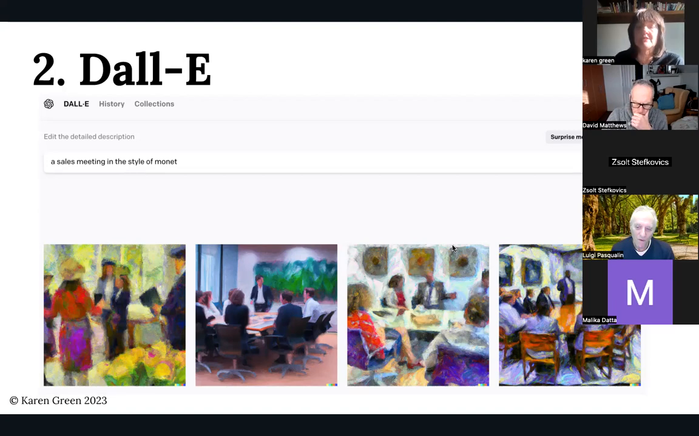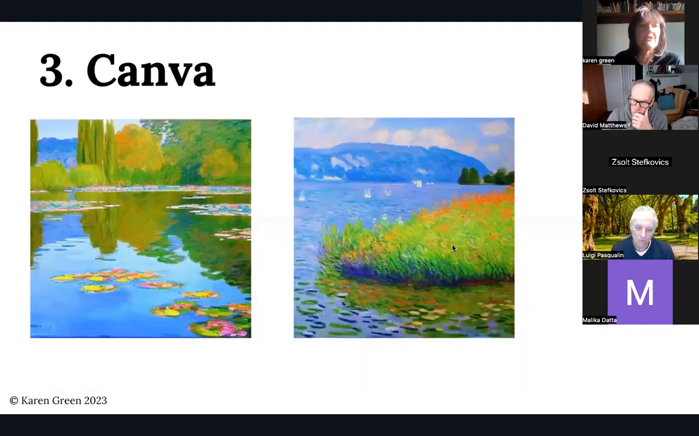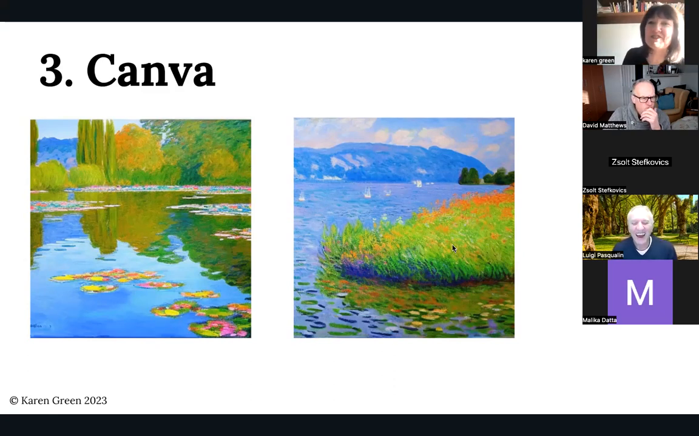And the third one I wanted to show you was Canva. Canva also says it can do text to image, but I put the same brief into Canva that I put into DALL-E, and this is what it came back with. Now, they are very pretty pictures, but they are not a sales meeting, unless it's somewhere hidden in there and I'm missing the subtlety of it. But anyway, that's what Canva came back with.